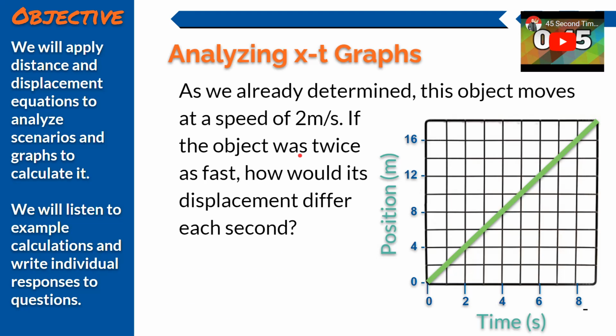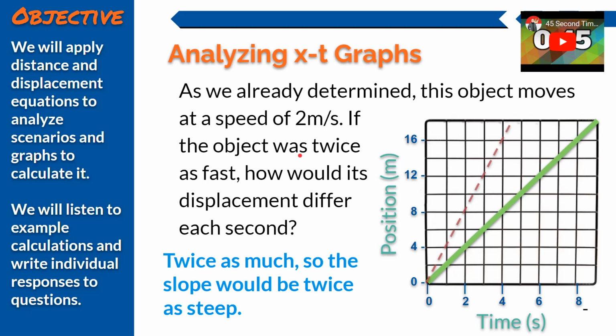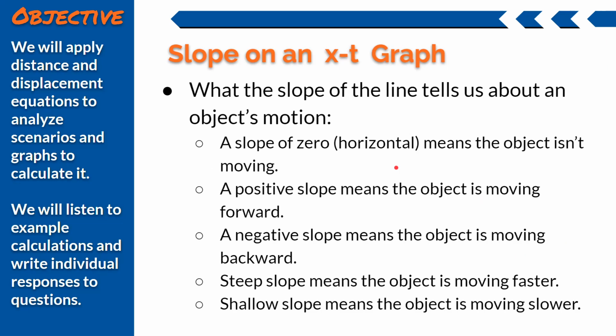Okay, and so if you went twice as fast, your slope would be twice as steep. This line right here represents 4 meters each second. So again, slope matters. Positive slopes forward, negative slopes backward. And then if your slope gets steeper, then you're moving faster. If it's more shallow or flatter, then you're moving slower. Okay, so that's a summary of what we just looked at with these graphs. You might want to jot these things down if you haven't already written them out.